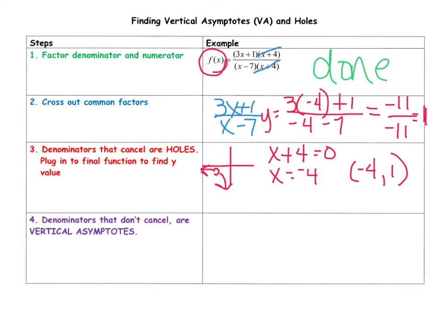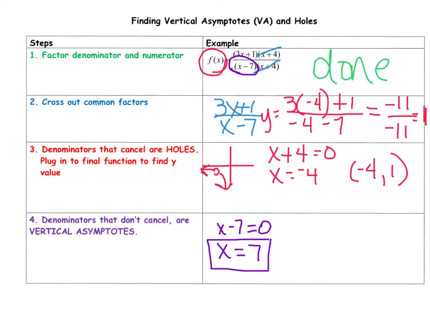Now the fourth step tells us how to find our vertical asymptotes. So let's look at it. Denominators that don't cancel are the vertical asymptotes. Well, let's go up here to our original example, and our denominator that did not cancel or cross out is x − 7. So we're going to take x − 7 and set it equal to 0 and solve for x. If you add 7 to both sides, we have x = positive 7. So this is our vertical asymptote.